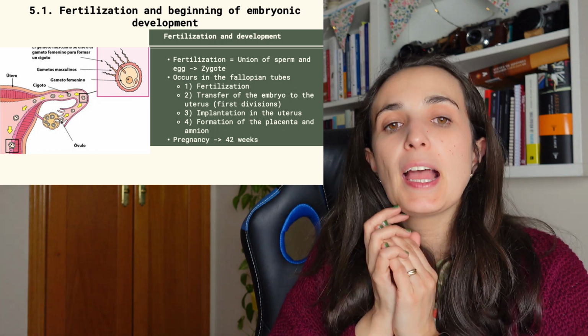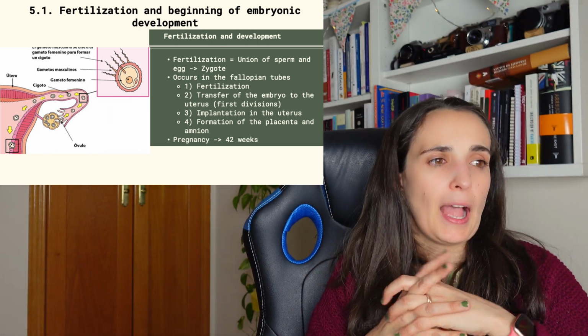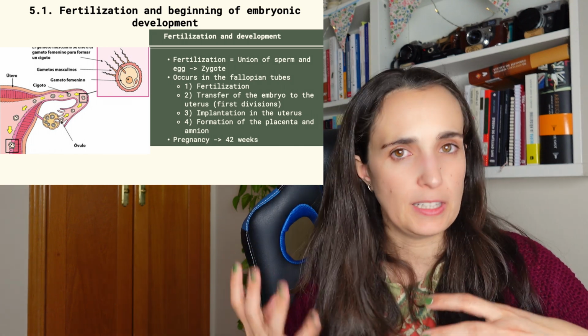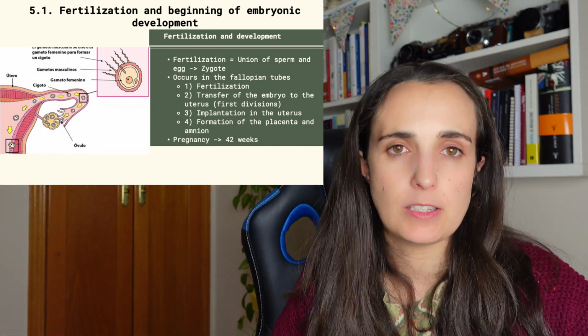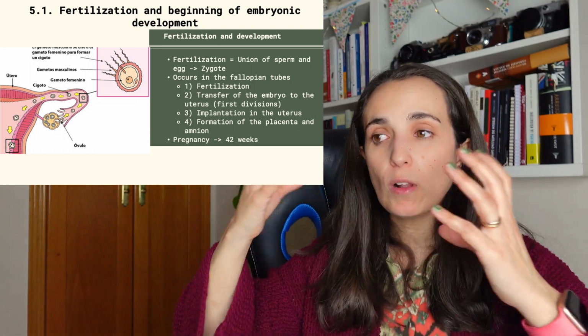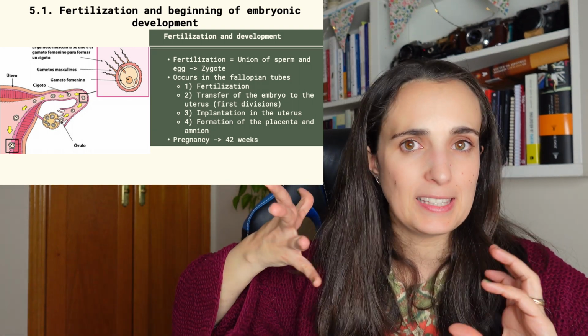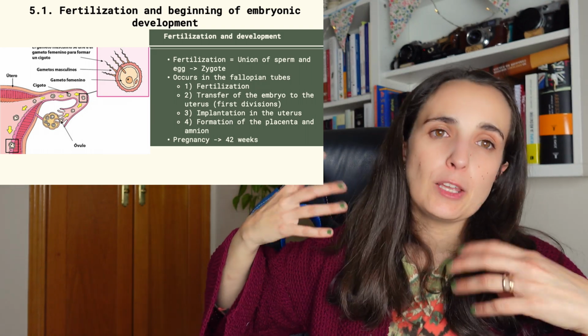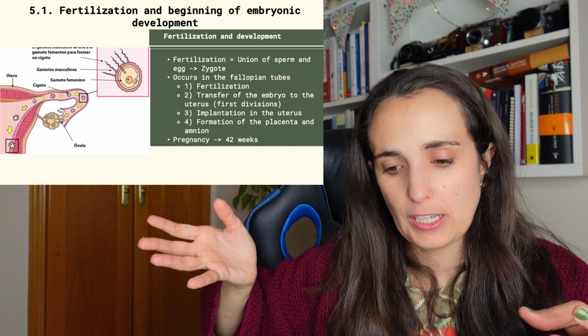Once the ovule has been properly, correctly implanted in the uterus wall, we will start developing all the layers that will protect this new embryo, which are the placenta and the amniotic liquid.